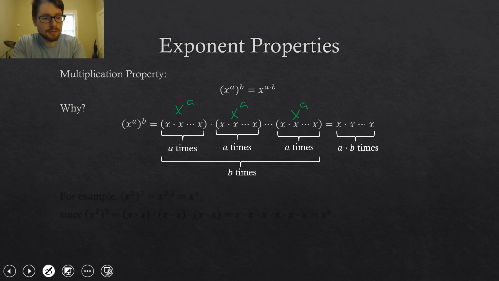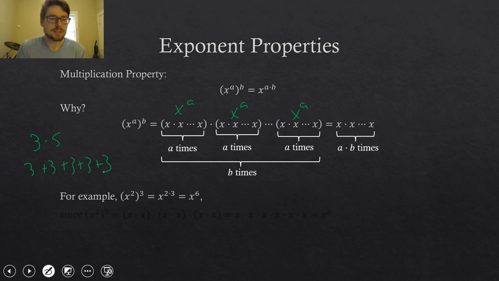If you were to have 3 times 5, this is 3 plus 3 plus 3 plus 3 plus 3. That's the definition of multiplication, to add 3 five times. And we're adding a, b times in this case. So, for example, x to the 2 to the 3rd power, if we cube x squared, that's the same as taking x to the 6th power.